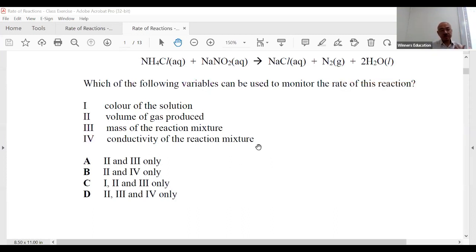So in the exam, what would I do? Again, I'll be looking at the elimination process. First of all, number 1, can this be the answer? Color of the solution.